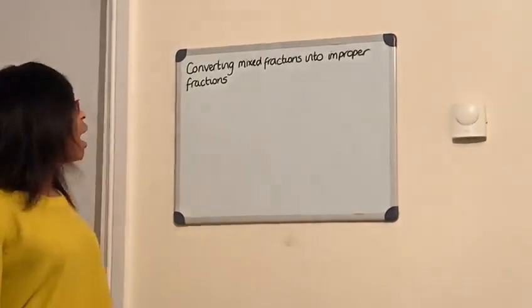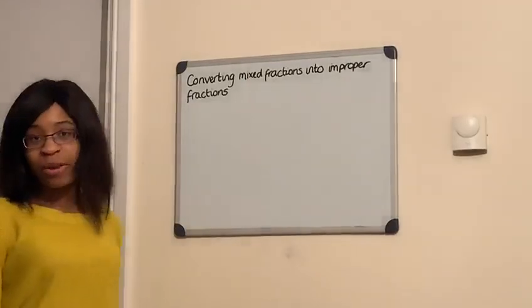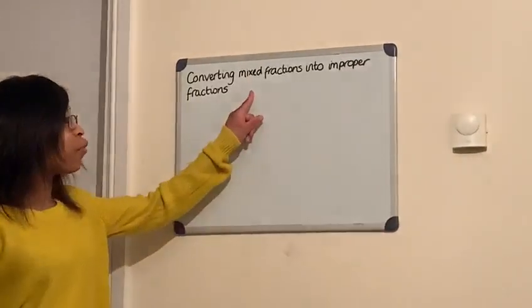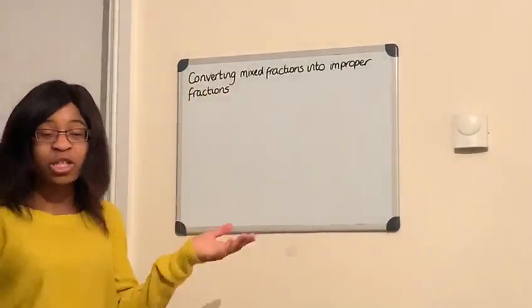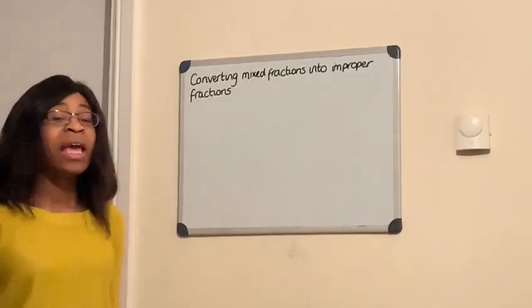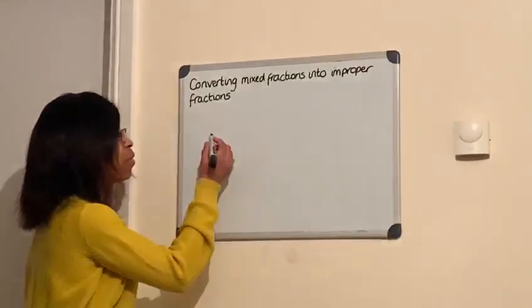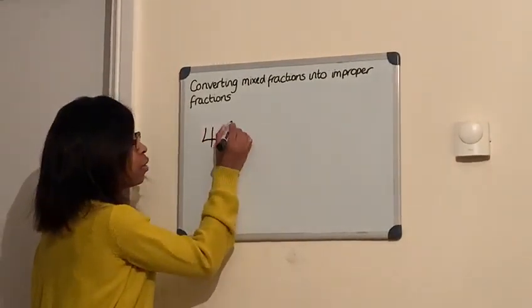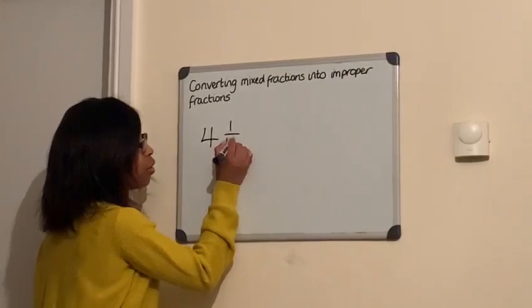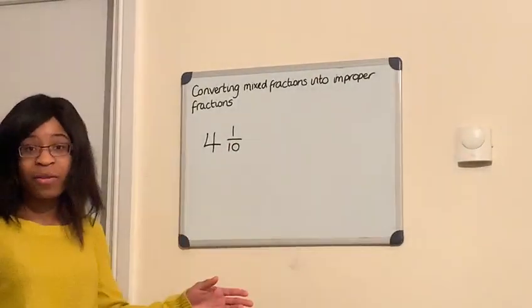Hi everyone, we're going to be looking at converting mixed number fractions into improper fractions. On the board there I've got mixed fractions, but you can also call it mixed number fractions, they're the same thing. Now a mixed number fraction or mixed fraction can look something like this. Okay, we would read that as 4 1/10.